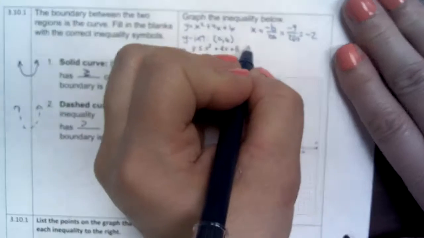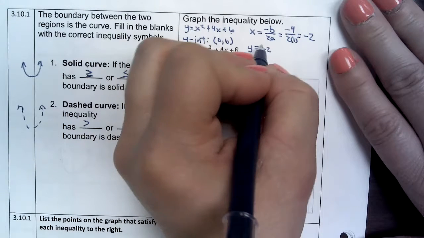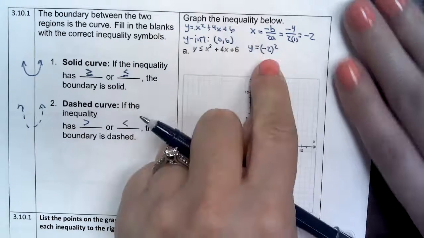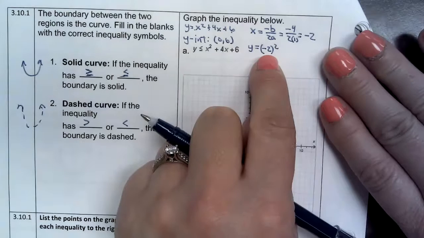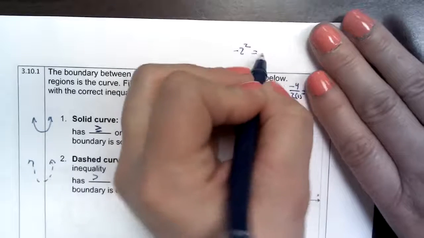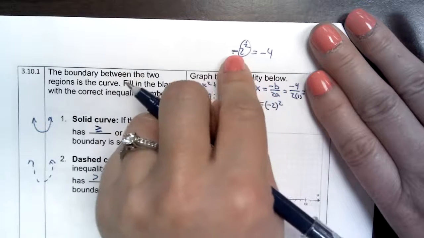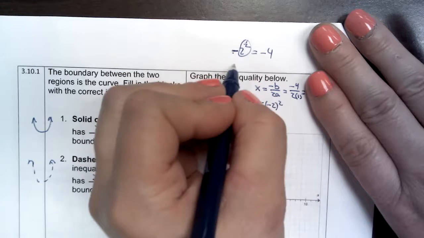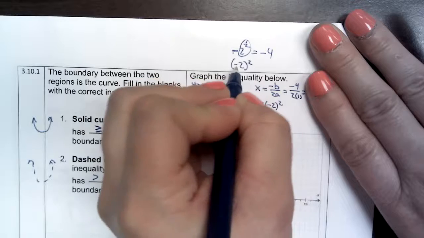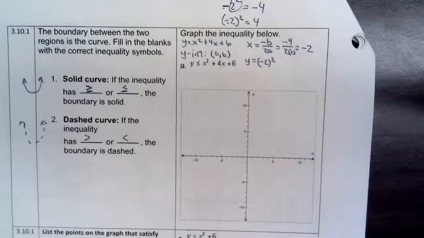Now I have to find my y value by plugging that -2 back in. So remember in your calculators, you need to put that -2 in parentheses, because your calculator will give you -4 if you don't put the parentheses, since it squares the 2 and then multiplies by -1. If you use parentheses, then it does -2 times -2, and it gives you a 4. So really important to remember that.